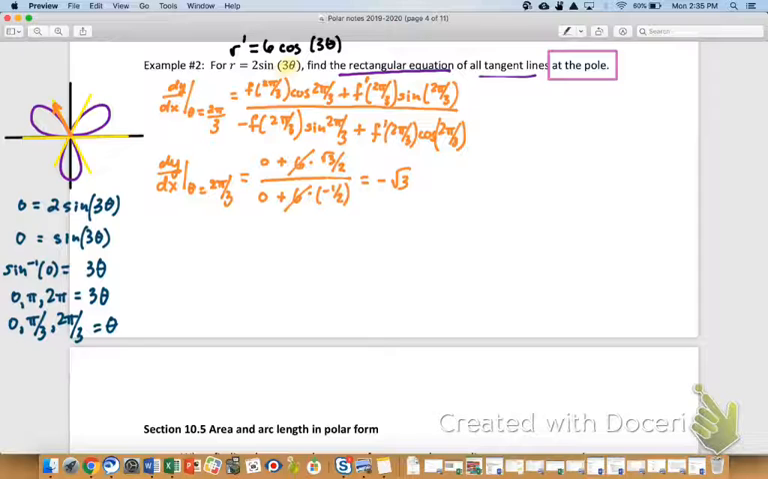So my first one, and here is answer number 1, would be y equals negative root 3 times x, technically plus 0, because of the y-intercept being 0.